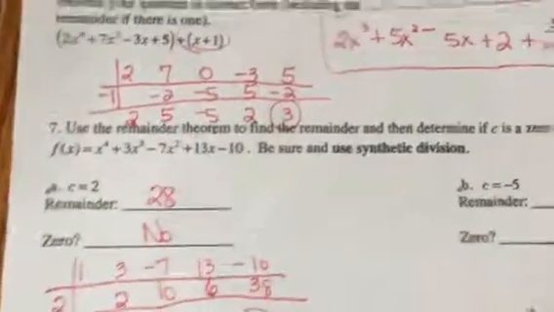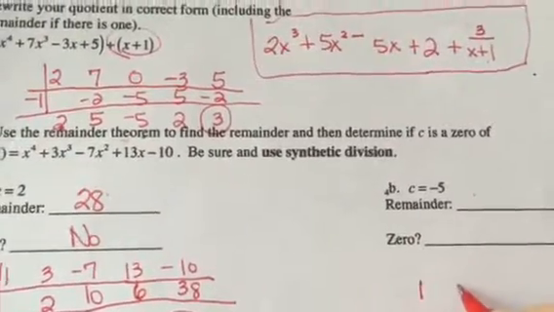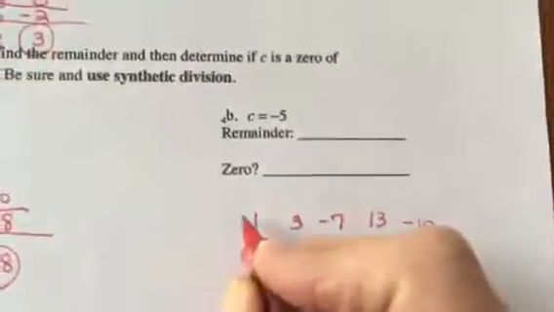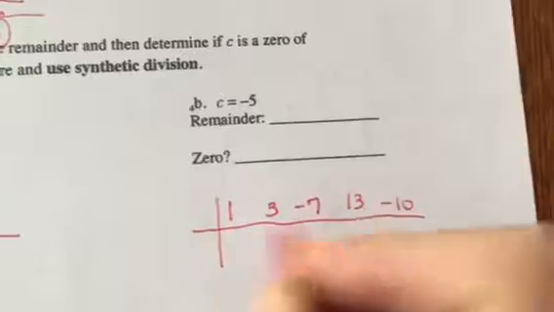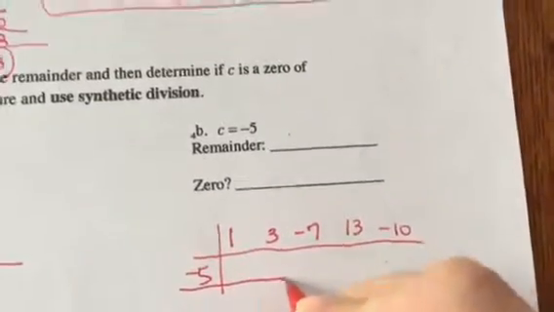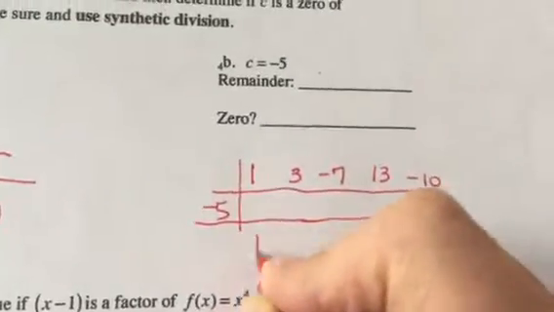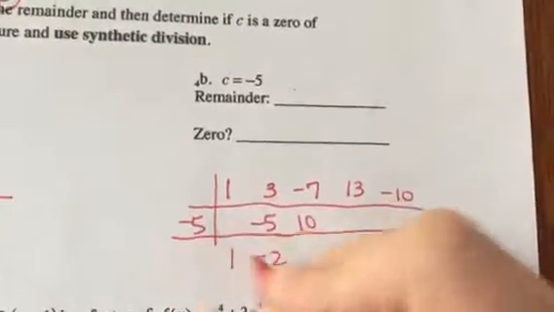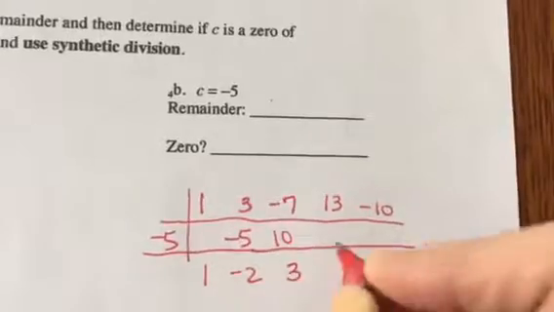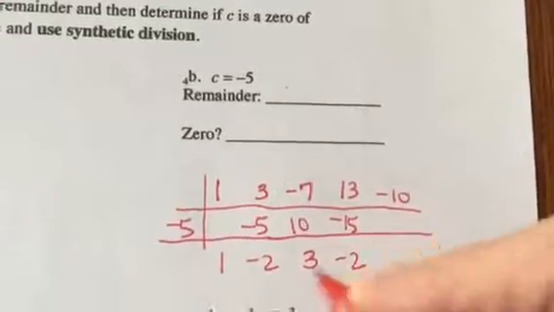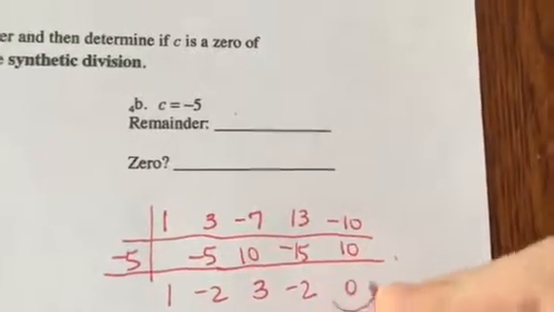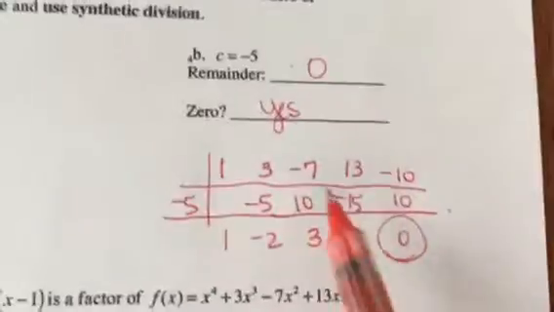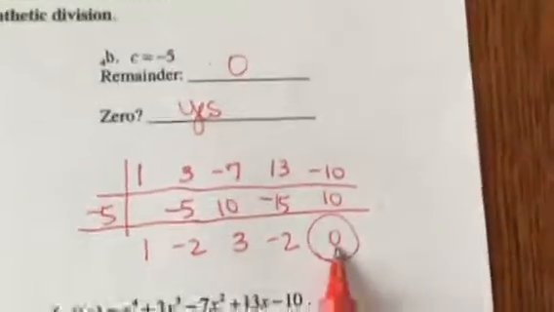Okay, let's try this one. Again, write down your coefficients. So what is that? A 1, 3, -7, 13, -10. And we're going to see, is -5 a 0? So here we go. Drop down the 1, multiply on the diagonal. That gives me 10. 2 negatives give me a positive. Add, that gives me a -15. That gives me a -2. That gives me a positive 10. And that gives me a remainder of 0. So is that a 0? Yes. It's a 0 if you get a remainder of 0.